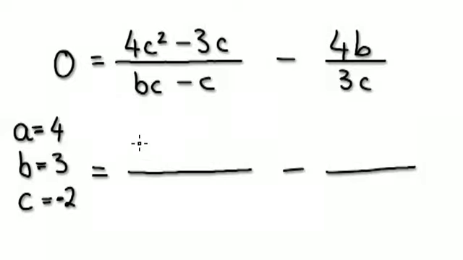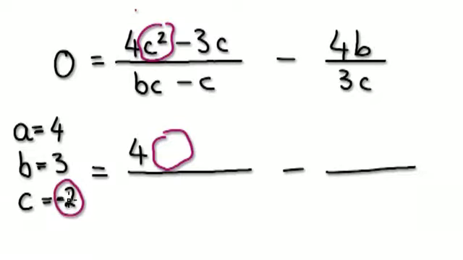You've got four here, and then times C squared. Okay. What's C squared? Well, -2. This is C here. You've got to square it. So -2 times -2, that will be +4. Okay, so it's basically 4 times 4 here.